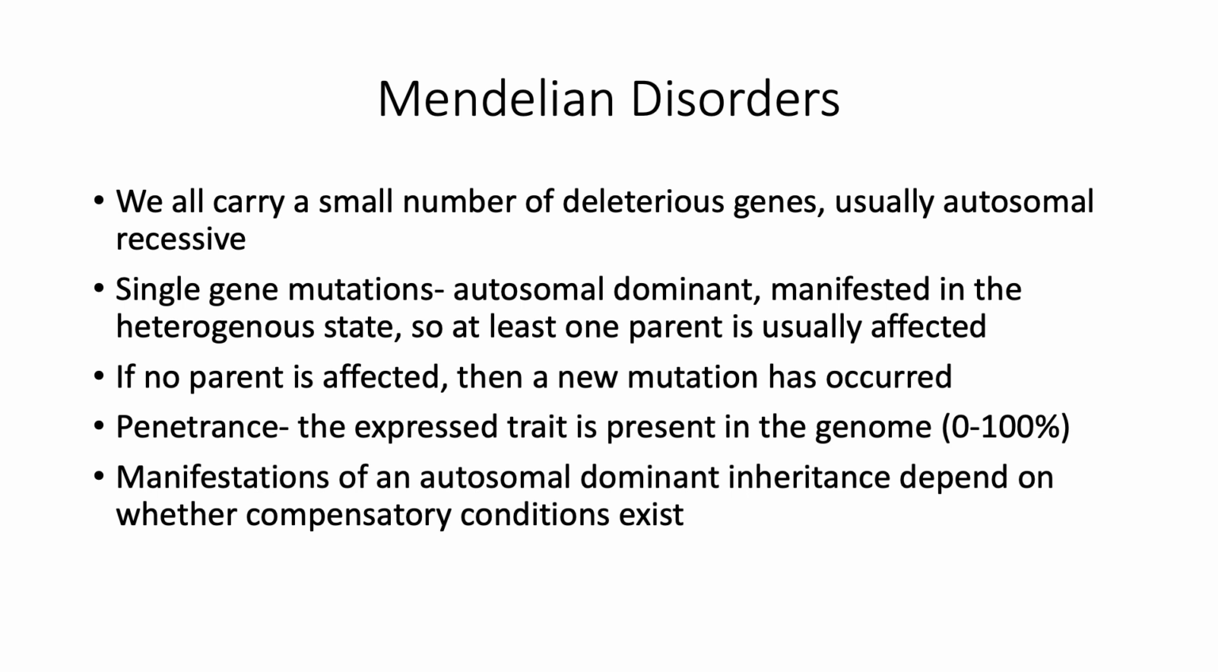Mendelian disorders. We all carry a small number of deleterious genes, and these are usually autosomal recessive. Single gene mutations are often autosomal dominant, and they are manifested in a heterozygous state, so that one parent is usually affected. If no parent is affected, then a new mutation has occurred. Penetrance is where the expressed trait is present in the genome, graded from 0 to 100%. And manifestations of an autosomal dominant inheritance often depend on whether compensatory situations exist.